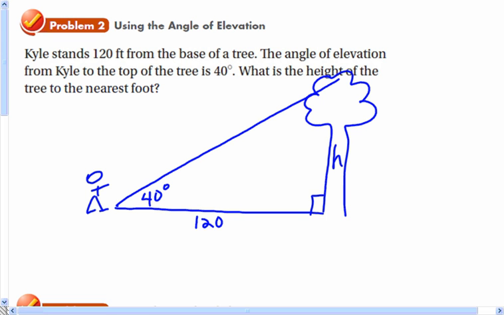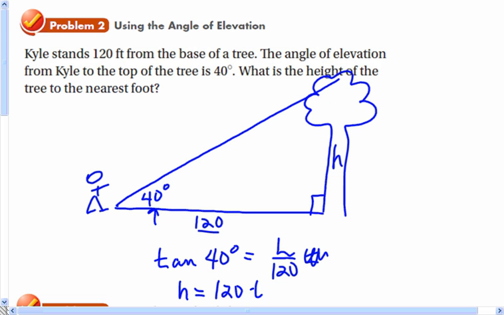And this we can consider a right angle, so we can use a trigonometric ratio here. With respect to this 40-degree angle, h is the side opposite, and 120 is the side adjacent. So that gives us the two things of the tangent ratio. So we can say that the tangent of 40 degrees is equal to side opposite, which is h, over side adjacent, which is 120. And then solving that, using the cross products property, h is equal to 120 times the tangent of 40 degrees.